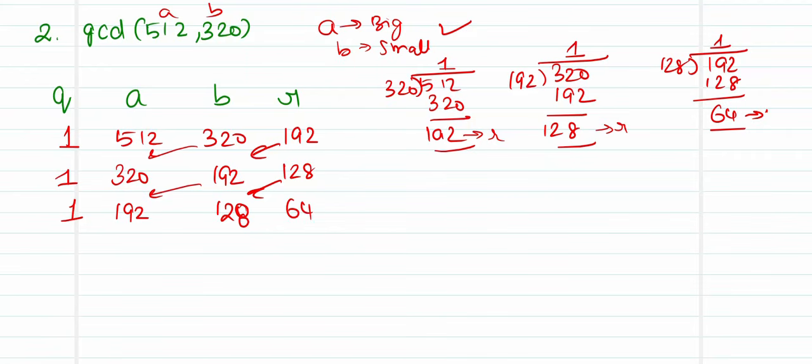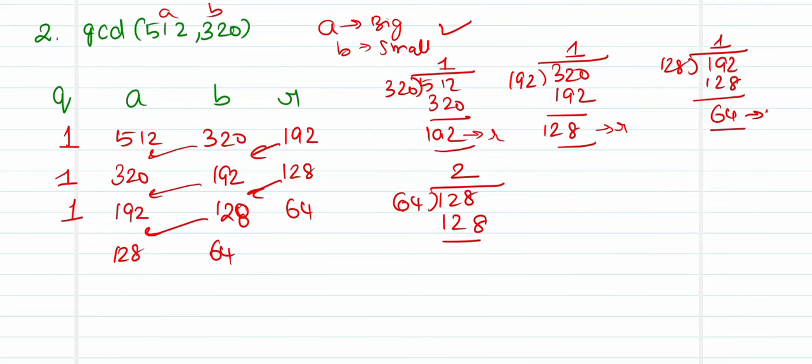Again non-zero remainder. So repeat the algorithm. 128, 64. So 128 is divided by 64. Does 64 go into 128? Yes, it goes 2 times. 2 times 64 makes 128, leaving you a remainder of 0. So the remainder has become 0 for me.